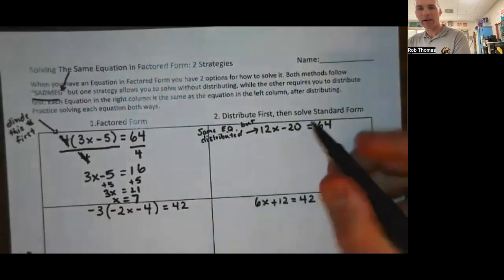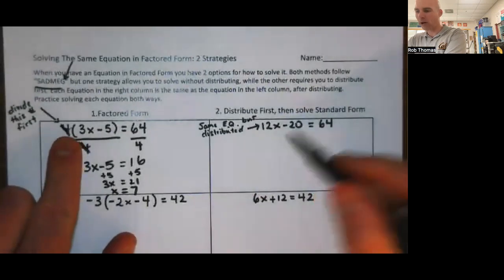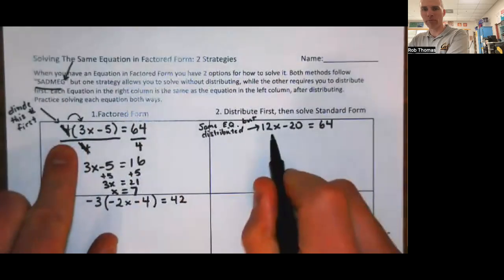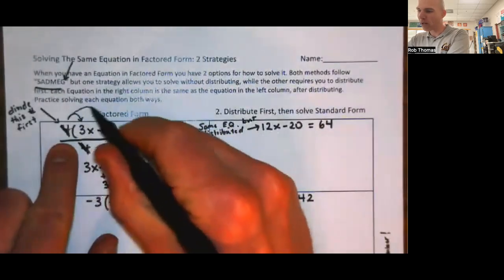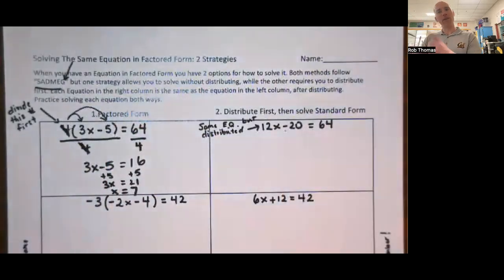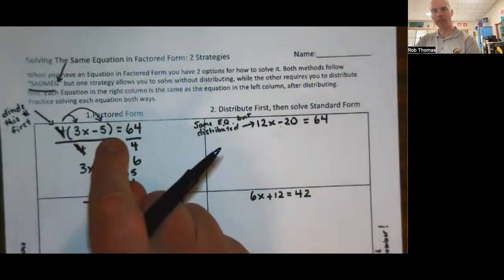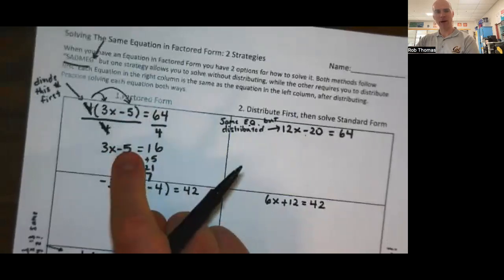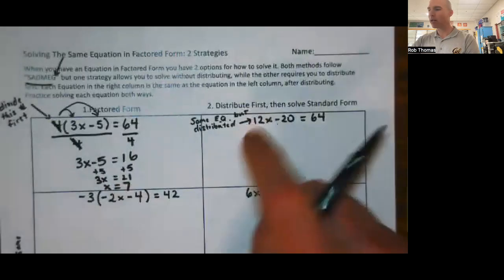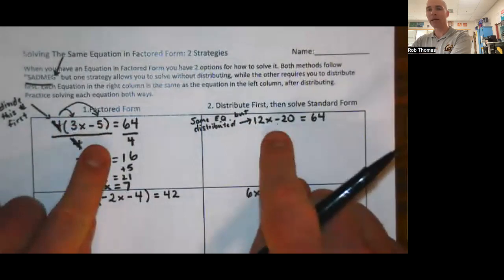Now look, over here, this is the exact same equation as this. If you took this 4 and you distributed it, 4 times 3x is 12x. Boom. And 4 times minus 5 gets you a minus 20. And so this is the other strategy you could do. If you get an equation that looks like this, 4 times 3x minus 5 in parentheses, you could solve it this way. Divide by 4 first and then do the other steps like I did. Or you could distribute the 4, get 12x minus 20, and then solve.